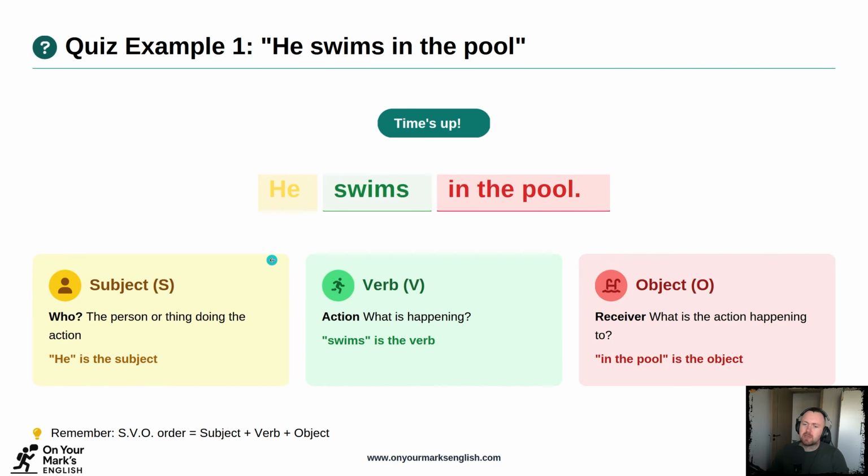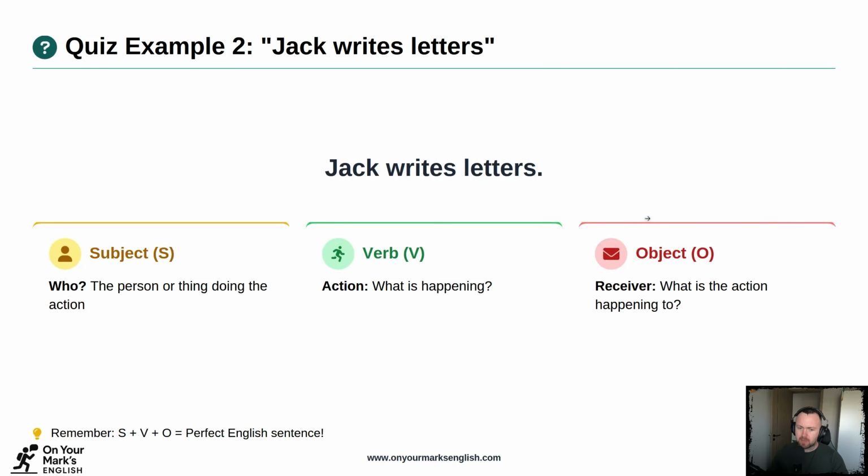So we ask ourselves, who? The person or thing doing the action. So in this case, it's he. He is the subject. V, verb, action. We ask ourselves, what is happening? Swims is the verb. He swims. Object, O, receiver. What is the action happening to? The pool. He swims in the pool. S.V.O. Subject, verb, object. Now it's your turn.